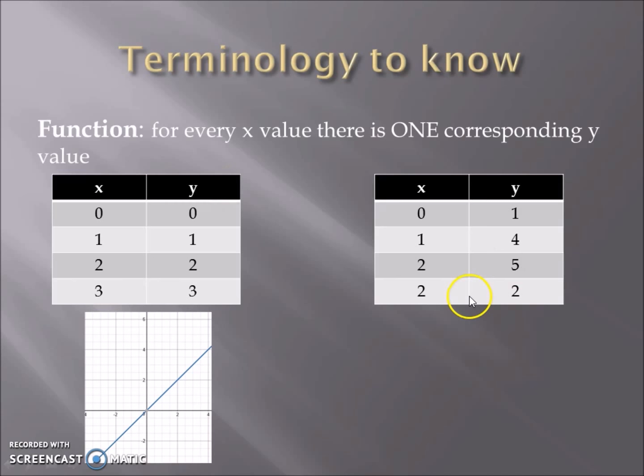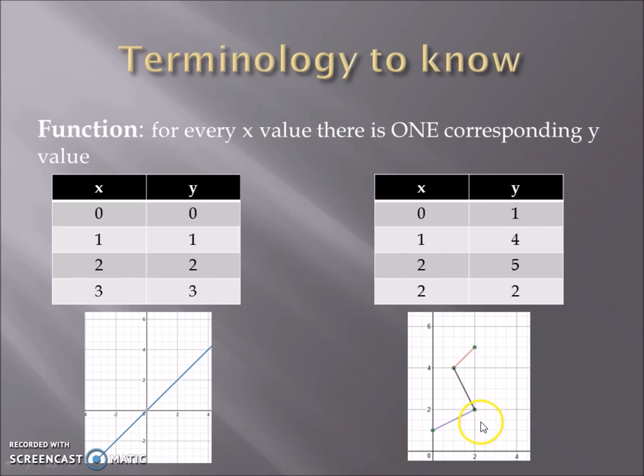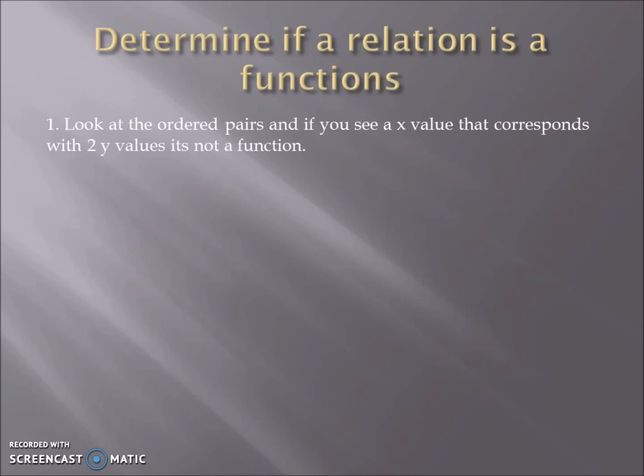But if you have something like this, which has 2 corresponding y values, so since this is 2, it's connected to both 5 and the y value of 2, then that is not a function, because it has 2 y values. So the same x value cannot have 2 different y values if it is a function. So just telling you that right now.